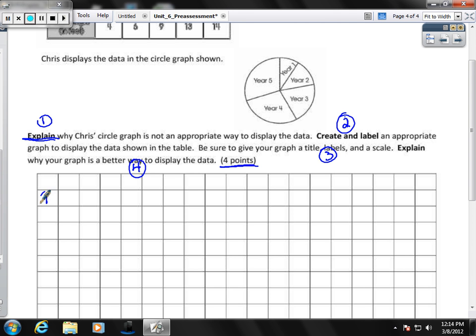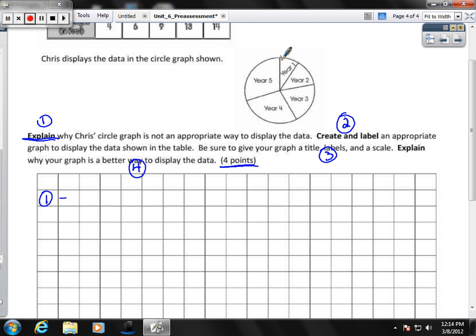So, okay, number 1, I need to explain why Chris's graph is not right. Why is Chris's data graph not a good way to show the data of the tree growth? Anna, you've got to be loud. Because somebody might not look at the tree and be able to tell how tall it is. That's a pretty good response.